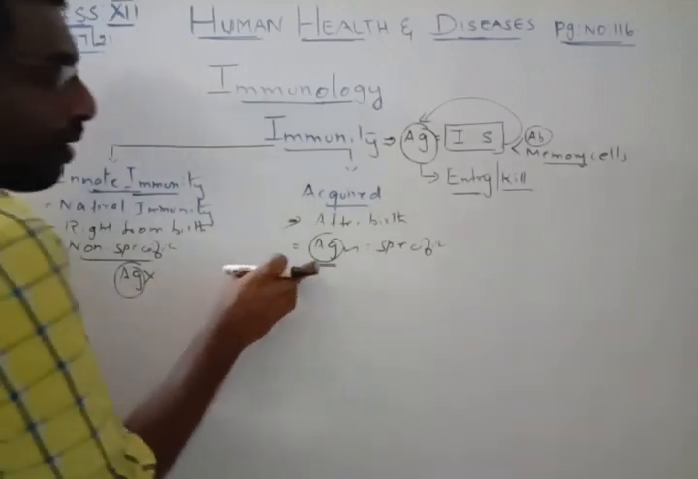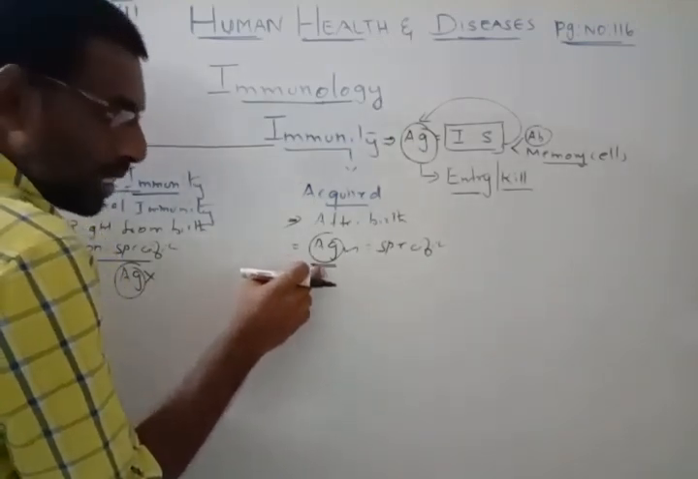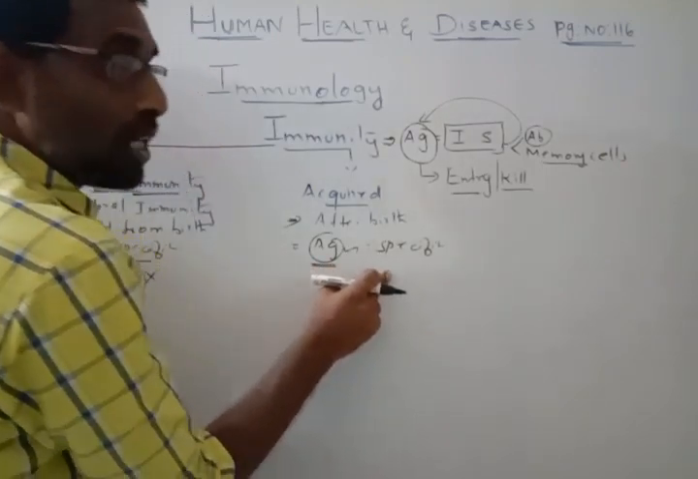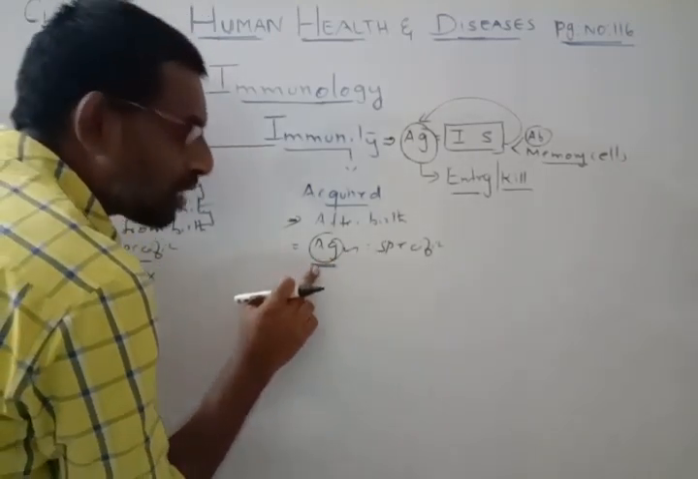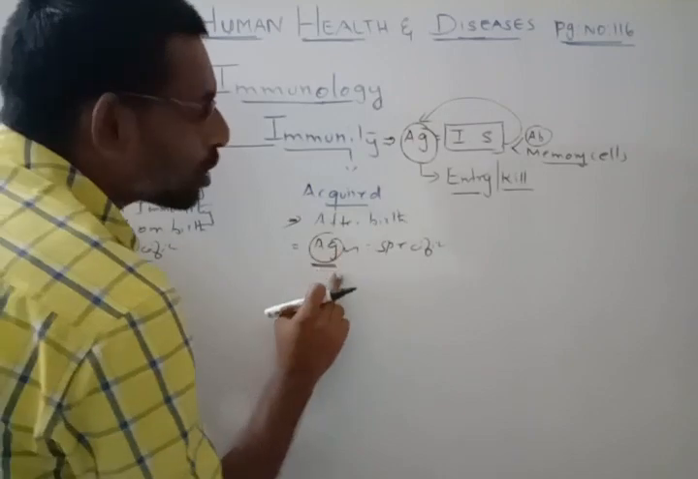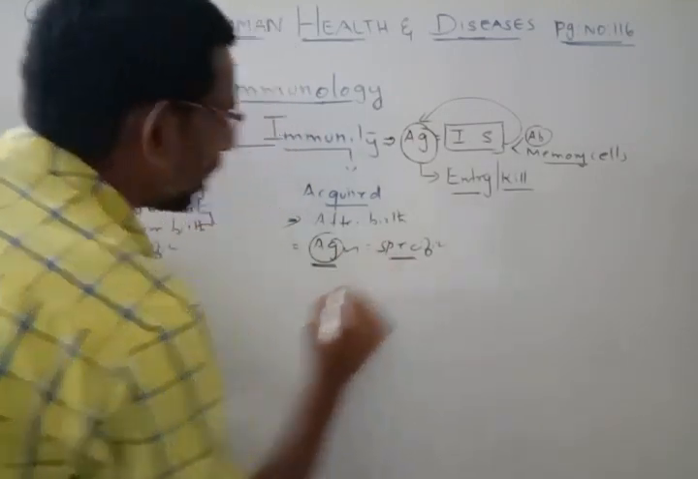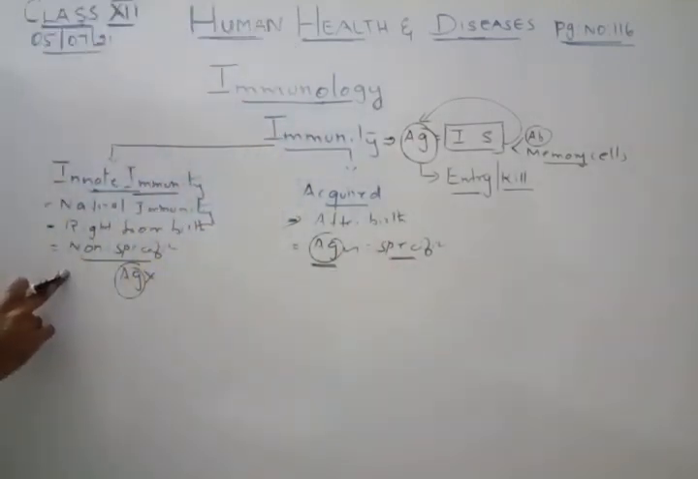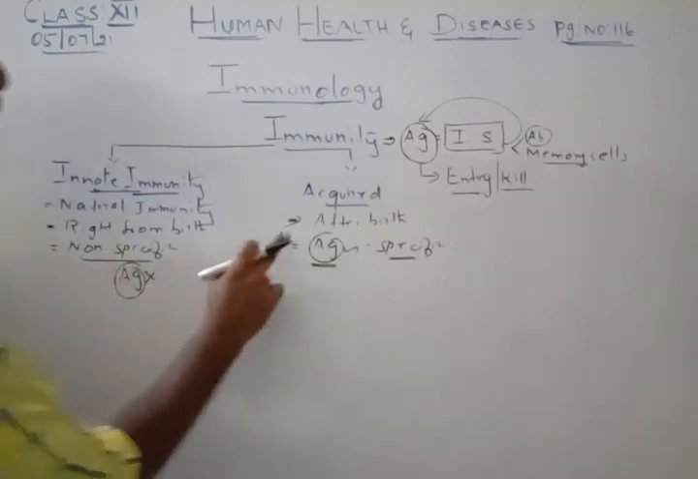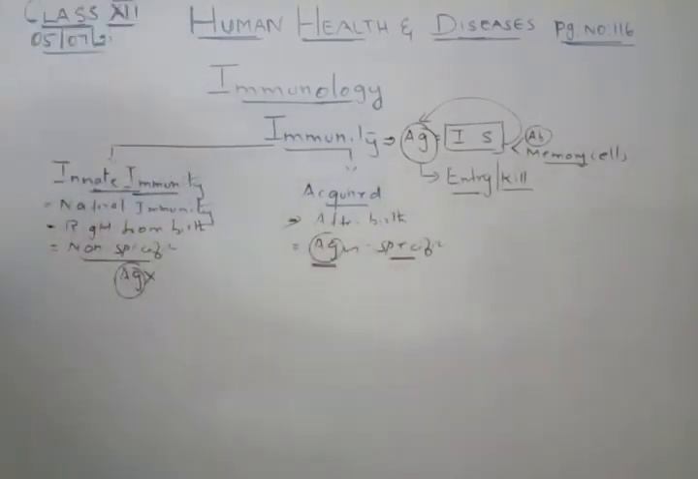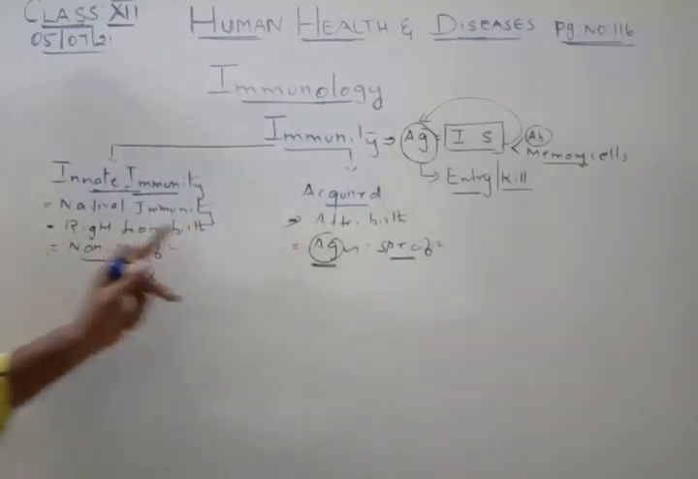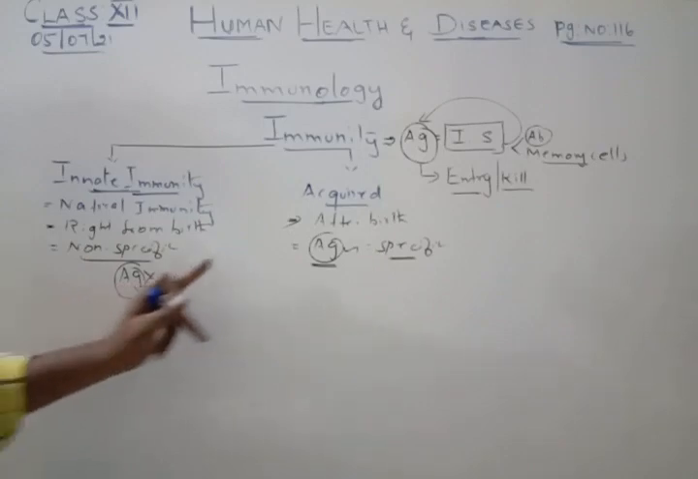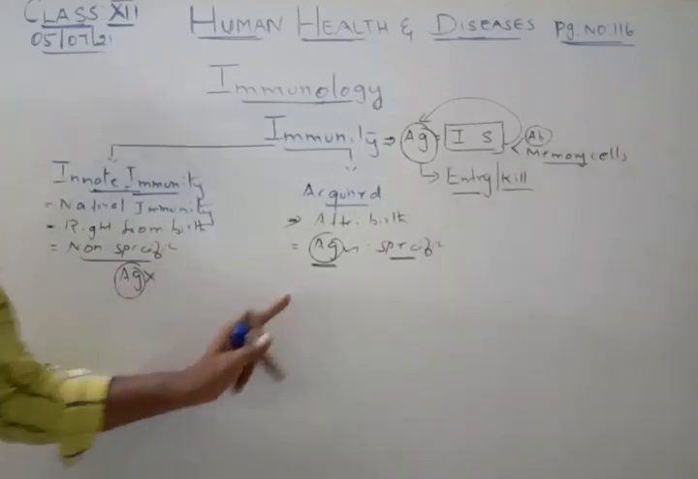But here, for a specific antigen that has entered inside, a specific antibody is created to destroy that specific antigen. That is why this is called specific immunity, whereas innate immunity is called non-specific, and acquired is called specific immunity. Understand? That is the two things regarding innate as well as acquired. Innate is non-specific, acquired is specific immunity.